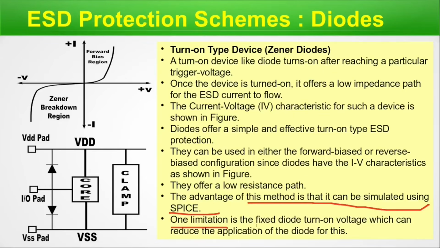One limitation is the fixed diode turn-on voltage, which can reduce the application of the diode for this. We have a limitation that we can use only a fixed level of voltage. I have just talked about how, based on the design, you have to give a fixed voltage. If you are using the forward voltage here or the reverse voltage here, whatever, this is fixed. You cannot change it. It's not dynamic. It's very static. This is the limitation. So here we have talked about diodes. We are done here. Let's move on to the next slide.